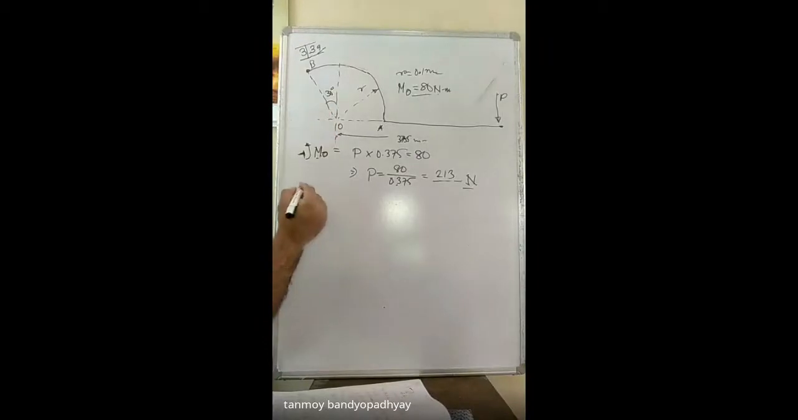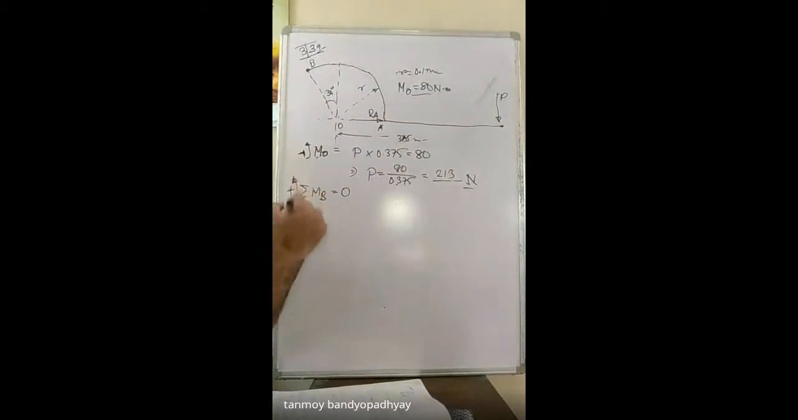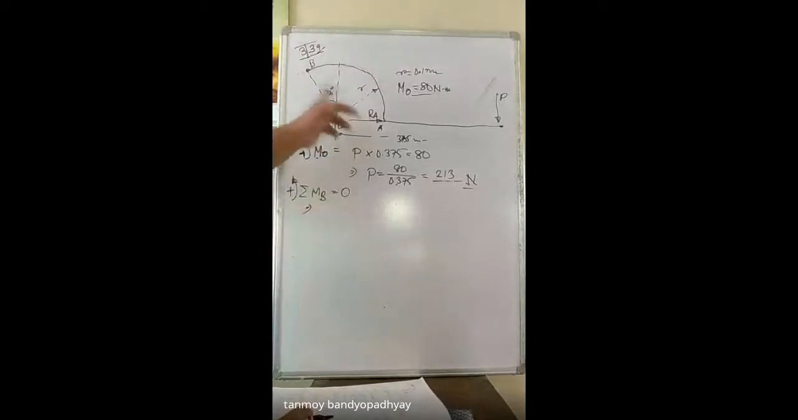Now we can balance the moments at the point B. We have two forces here. One force is this one, RA. Taking anti-clockwise as positive, what will be the moment of RA at the point B? So for RA, we need to take this distance actually.